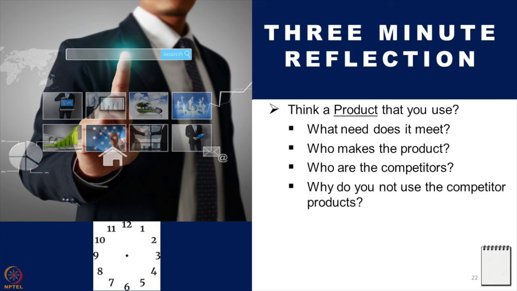I'd like to break now and request you to reflect for 3 minutes on a product that you use. It could be a shirt, a pant, a food, a drink, an airline, a bank, a store that you visit, etc. A product or service. Think about what need of yours it meets. Start thinking about who makes that product, and who the competitors in the market are. And why do you use that particular product but not the competitor's product? Start thinking about yourself so that sooner or later, you will try understanding how others think.